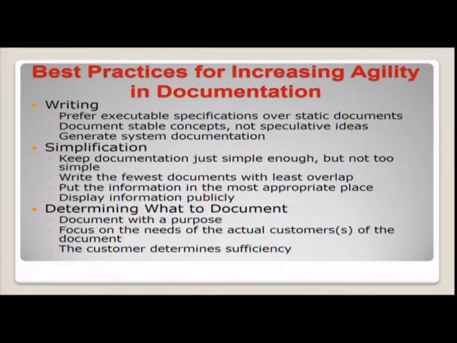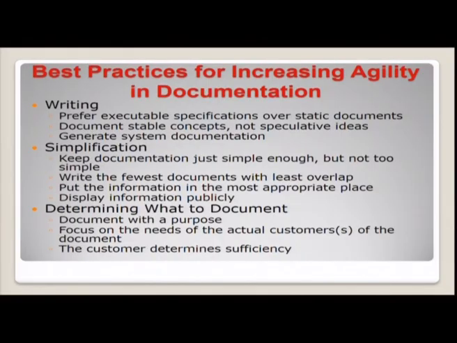Now, let us see the best practices for increasing the agility in documentation. So, when do you think the agility will increase? Agility means swiftness, rapidness. So, let us see some of the best practices. First practice is said to be in writing. We prefer executable specifications over static documents to document stable concepts and not speculative ideas. Generating system documentation, if we get very clear requirements, then we will be documenting it. Supposing if the idea is somewhat speculative, we do not document it.